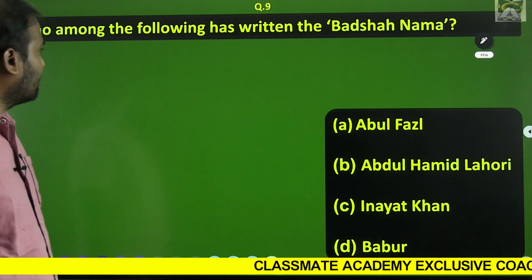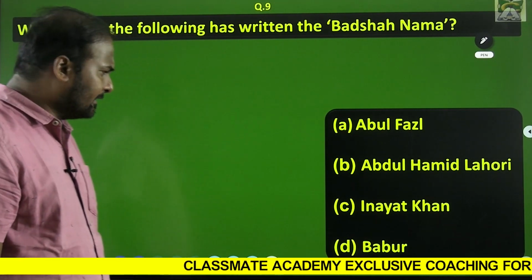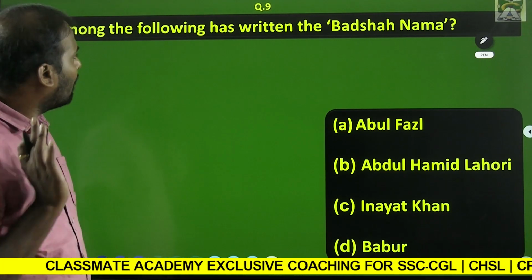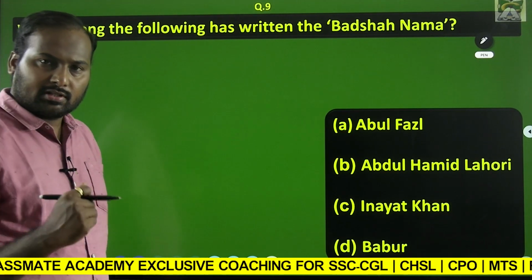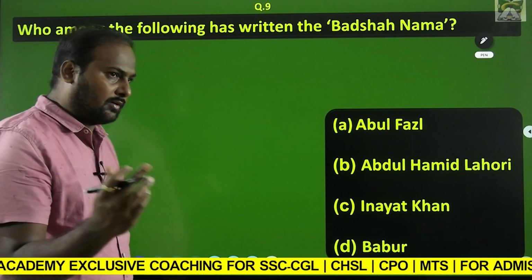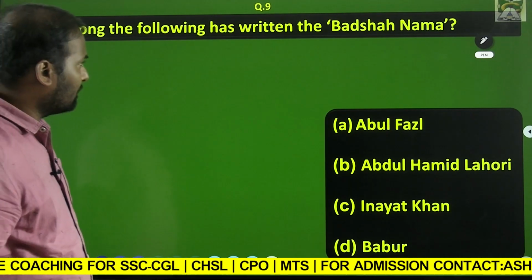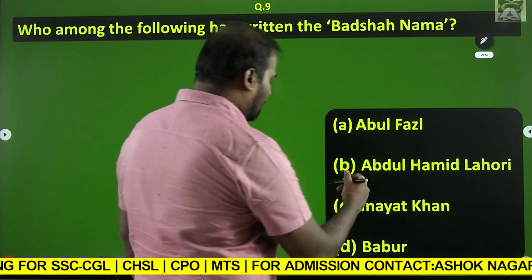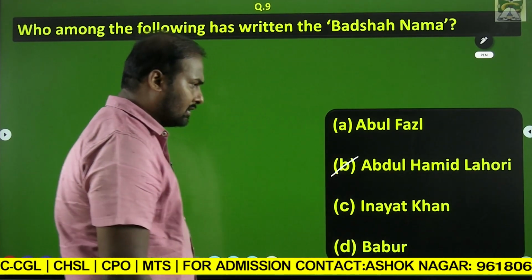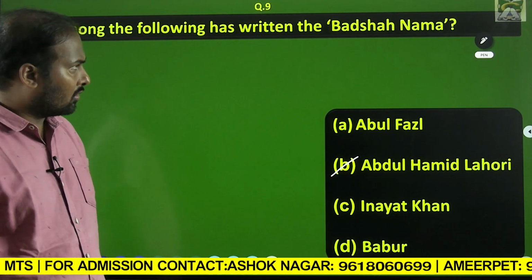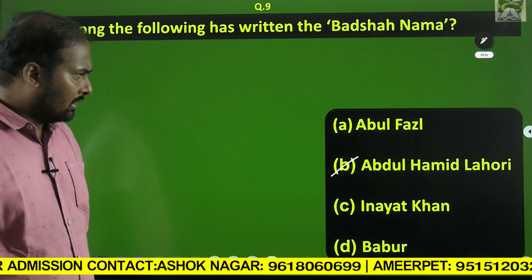Next. Who among the following has written the Badshahnama? Again, this is a question from medieval history and particularly from the topic called Mughals. Again, Mughals is very, very important. Mughals, Delhi Sultanate, very, very important. Again, this question is there. So, the Badshahnama was written by Abdul Hamid Lahori, and obviously he is a great historian in the court of Shah Jahan. So, he wrote what is called the Badshahnama.